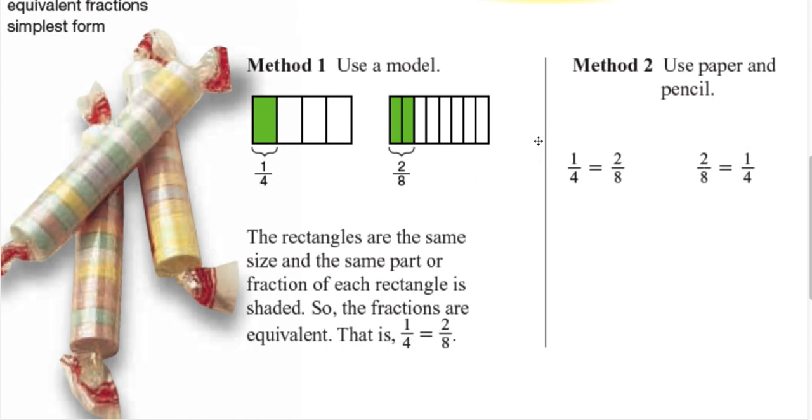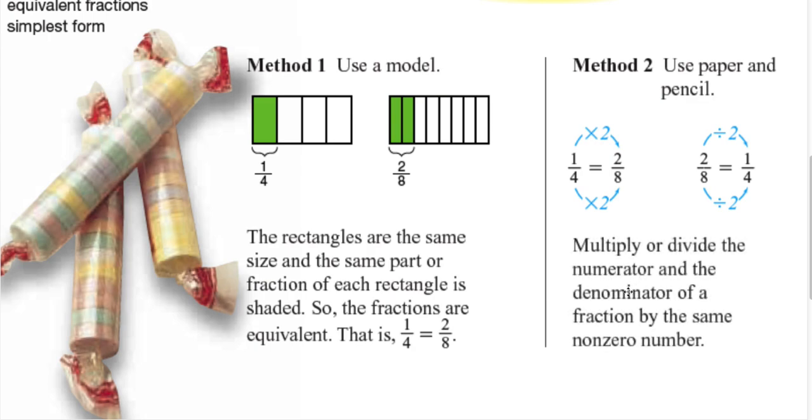And let's use pencil and paper to figure out method number 2, how they become equivalent. If you notice, to get from 1 to 2, you multiply 1 by 2, and therefore you need to multiply 4 by 2 as well. In the same manner, 2/8 is equivalent to 1/4: to get from 2 to 1, you divide 2 by 2, and then you divide 8 by 2 to get to 4. Multiplying or dividing the numerator and the denominator of the fraction by the same non-zero number will make them equivalent fractions.